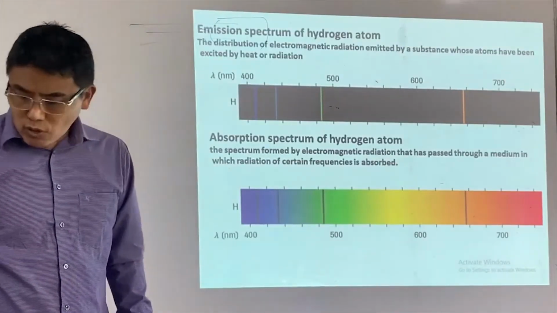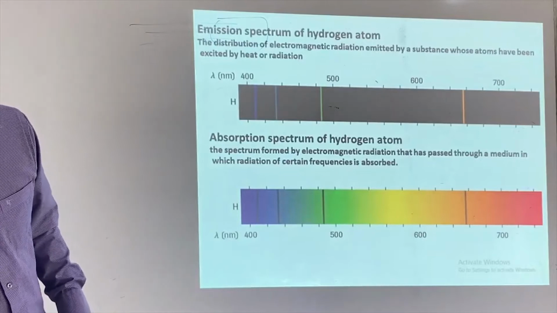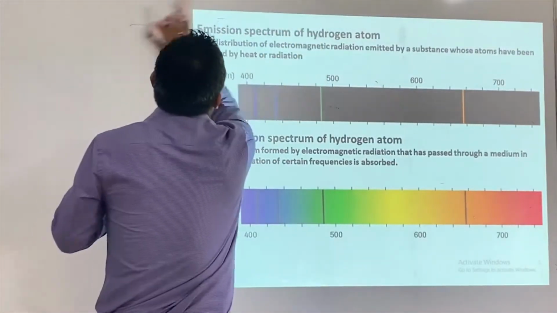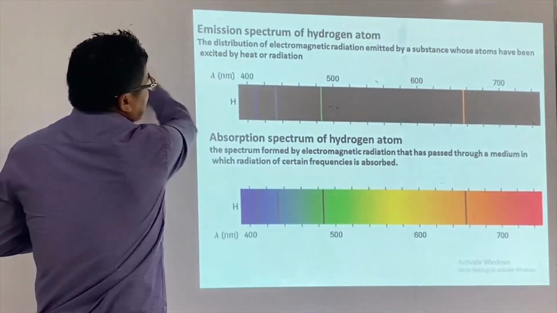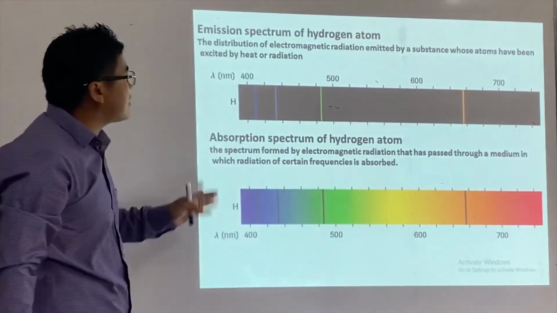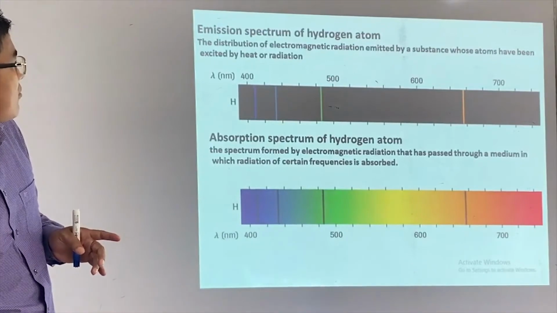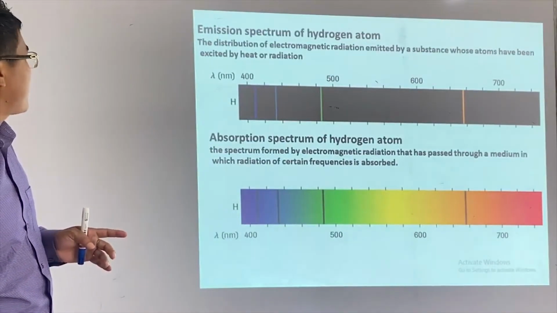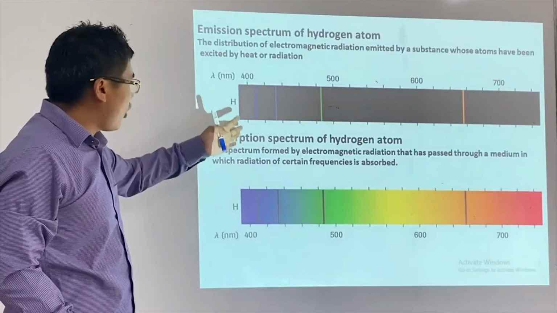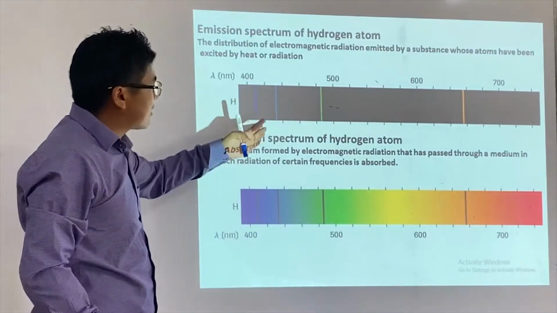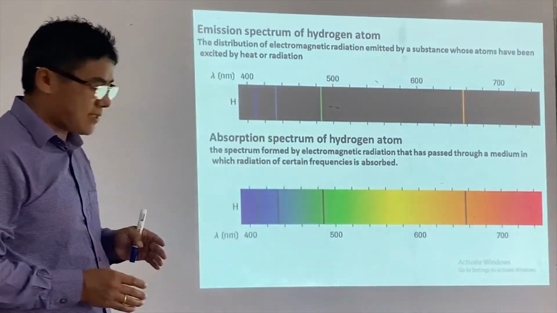Now, our aim is to study the hydrogen spectrum. This is the visible spectrum: the distribution of electromagnetic radiation emitted by a substance whose atoms have been excited by heat. This is normally the hydrogen atom. This is the hydrogen spectrum.